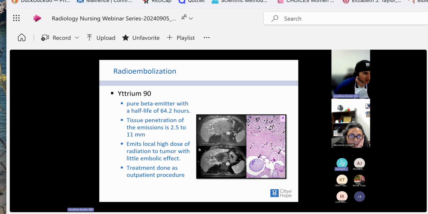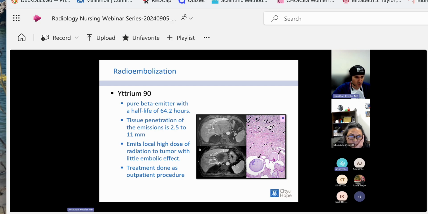So Y90 is the same idea. So think about everything I just said. Really, all of it's the same, right? We're still concentrating whatever we're giving into the tumors by going through the hepatic artery. All the same rules still apply, but the difference is now the beads are way, way smaller. So remember we said before, a traditional chemoembolization might be 100 to 300 microns, something along that line. We're talking many orders of magnitude smaller with these beads.